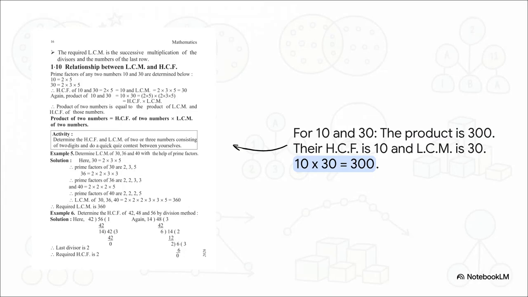Let's prove it. Take 10 and 30. What's 10 times 30? It's 300. Okay, hold that thought. Now, the HCF of 10 and 30 is 10. The LCM is 30. So what's 10 times 30? 300. See, it works every time. This is awesome because it means if you know one, you can find the other really easily.